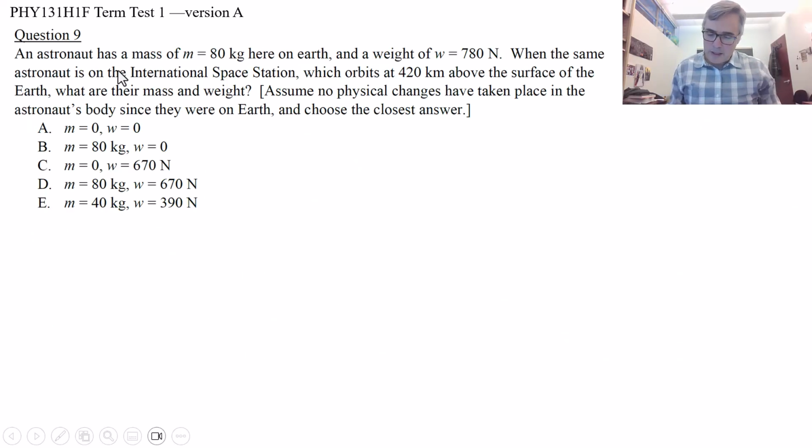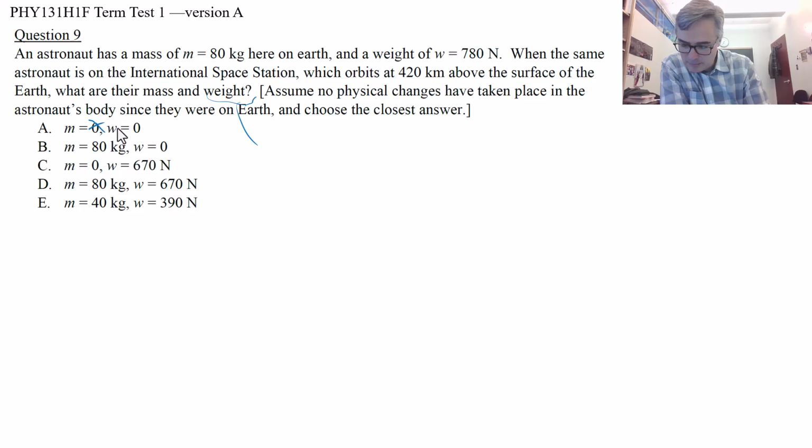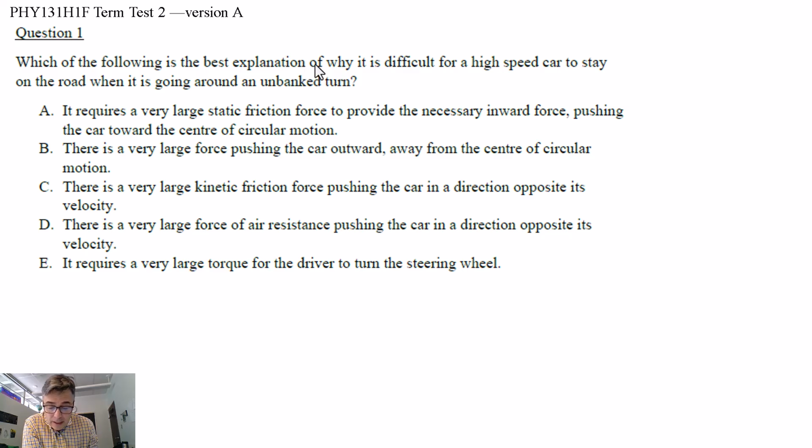An astronaut has a mass of 80 kilograms here on Earth and a weight of 780 newtons. When the same astronaut is on the International Space Station, which orbits 420 kilometers above the surface of the Earth, what are their mass and weight? I'm going to assume here that weight means the force of gravity, so it's not going to be much different. So the mass can't be 0. Mass is always 80. It doesn't change. And the weight is not 0, so it's just D. So it is a little less. I guess we could work that out exactly, but I think all the other answers are nonsense, so let's just go with D.